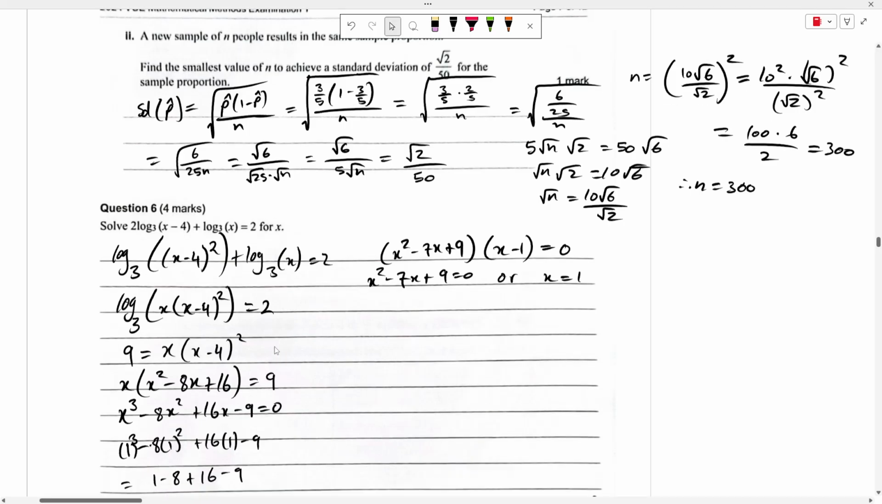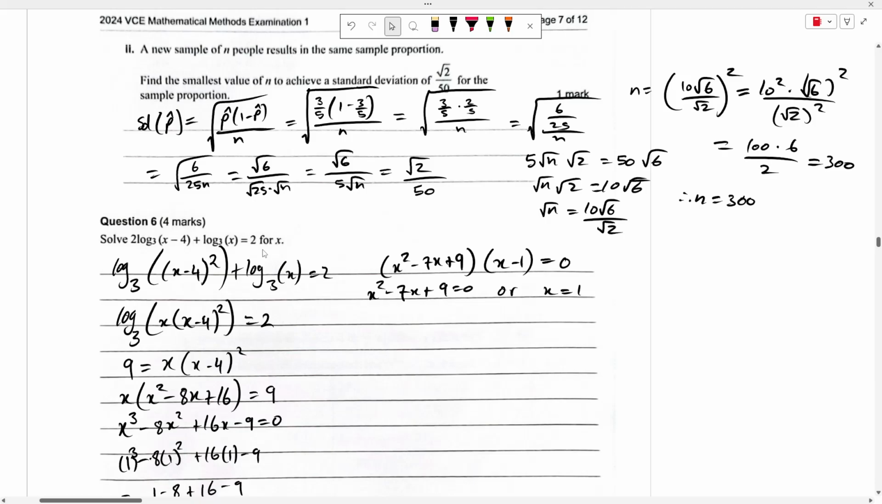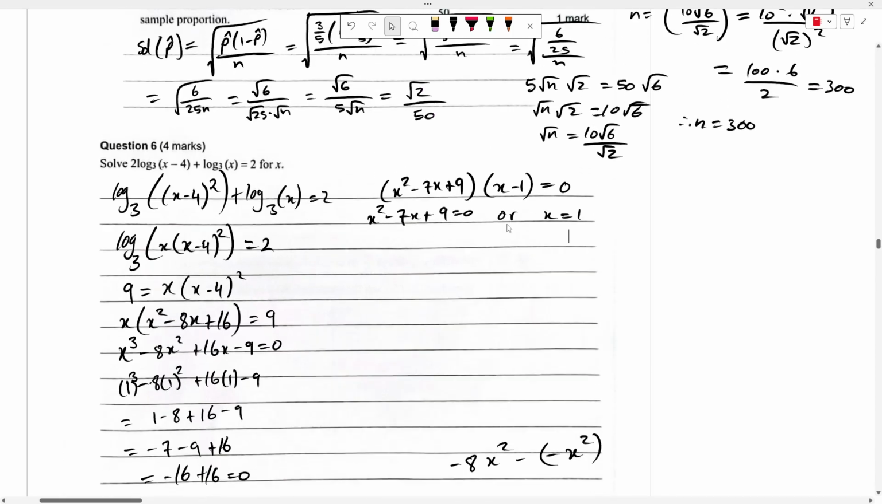Now let's quickly check x is equal to 1 and see if it actually works, right? Because sometimes we can get solutions in these logs that actually don't work. If I substitute x is equal to 1, we're going to get 2 log base 3 of 1 minus 4 plus log base 3 of 1. That's 2 log base 3 of negative 3. Okay, there's the issue straight away, right? You can't have a negative number inside a log. So x equals 1 actually does not work, right? You're getting it as a solution, but once you plug it back in, it actually does not work. It breaks the equation because you're getting a negative number inside a log.